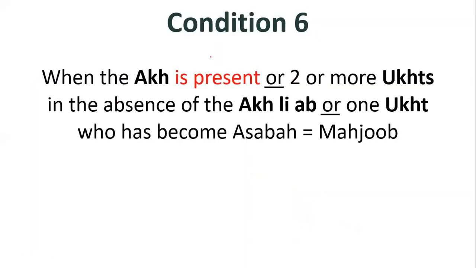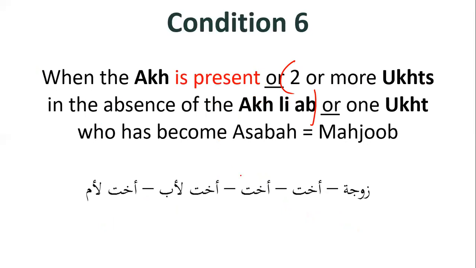That was 6.1. 6.2 is 2 or more ukhts in the absence of the akh li ab. So let's take a look at this question over here. Again, very quickly, zawja will receive 1/4. We have here ukht, we have here ukht li abin, and we have here ukht li ummin. Ukht li ummin we've done already as well.